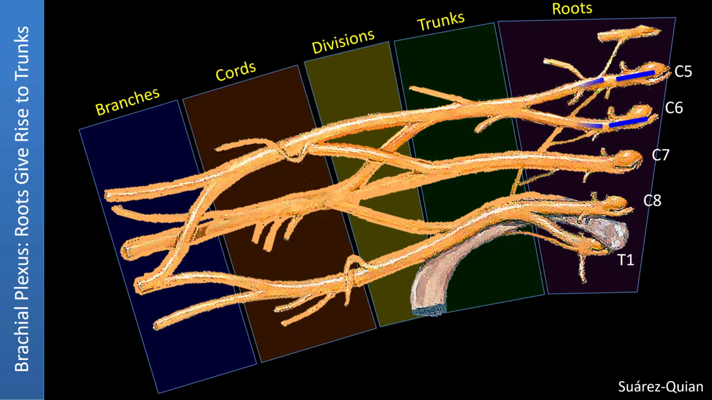The upper two roots of the brachial plexus, C5 and C6, come together to form the upper trunk. The C7 root continues by itself to form the middle trunk, and the lower two roots, C8 and T1, come together also to form the lower trunk. Understand that this is the most common situation. In certain cadavers, the C4 root will give a contribution to the upper trunk.